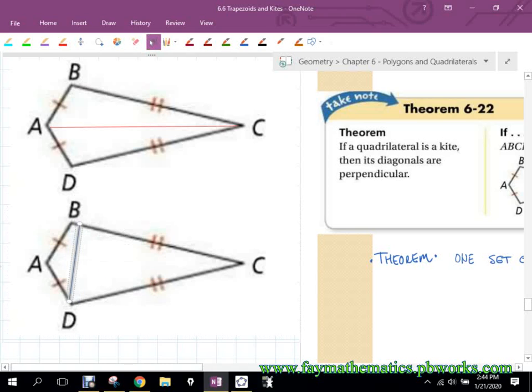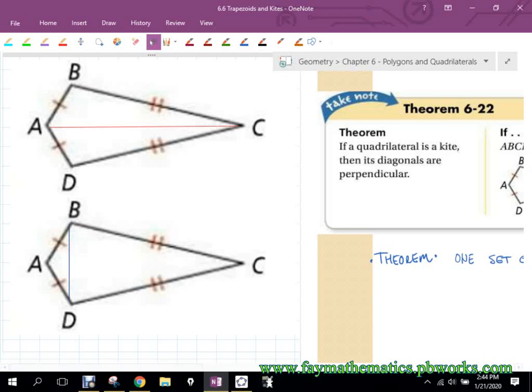And let's say it goes from B to D. Would you agree that when I look at the red one, the two triangles that are created there are congruent triangles, but they're non-isosceles? Would you agree with that? They're non-isosceles. Okay.